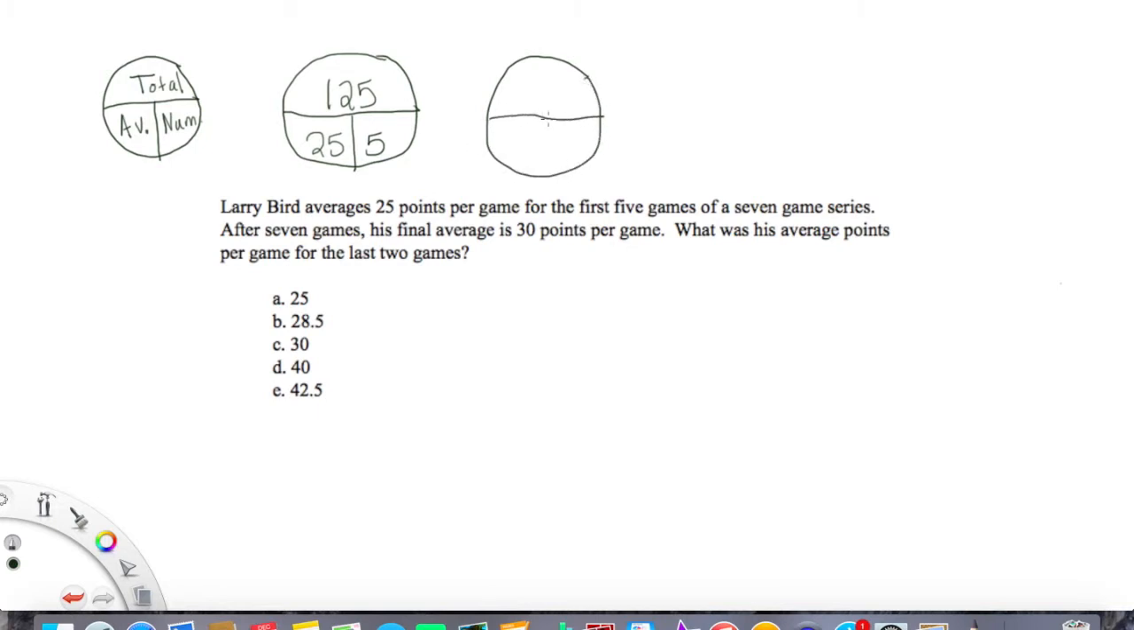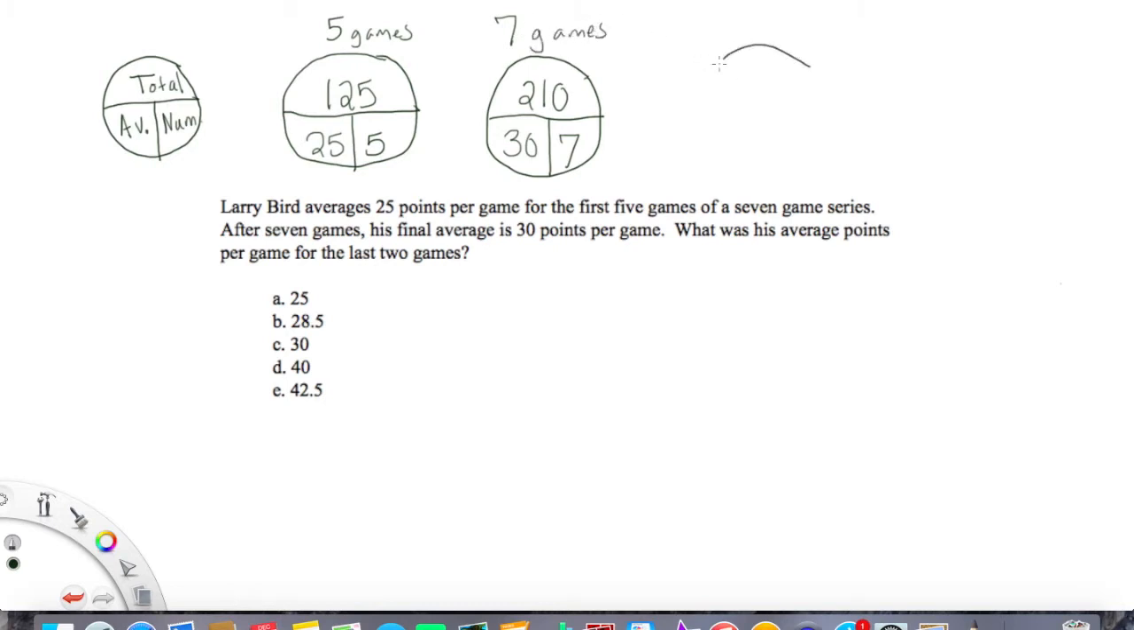Another chart. We have another set of averages. Here we have his final average is 30 points per game. Okay, put that in my average box. It's a 7-game series, so I'll put the 7 over here. And I'll multiply these two together to find out how many points he scored in the total series. In all 7 games, 30 times 7 is 210. Okay, so this is the first 5. This is the total 7 games.